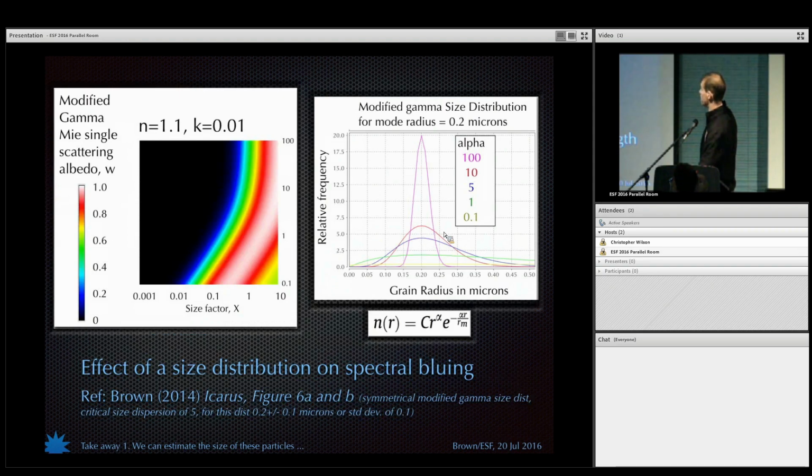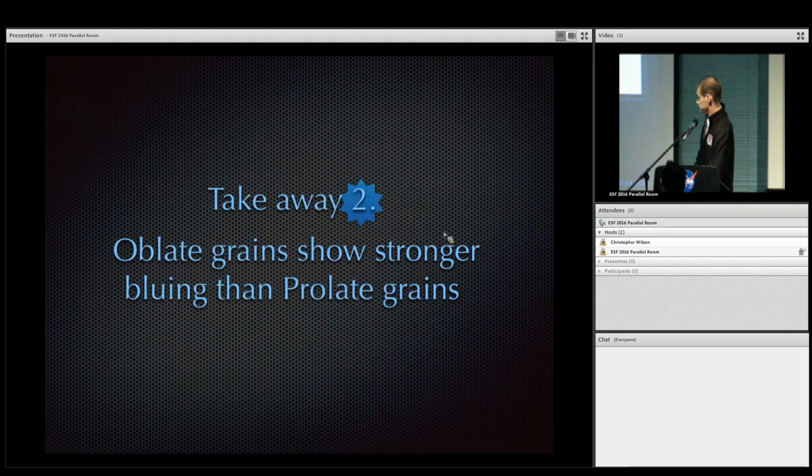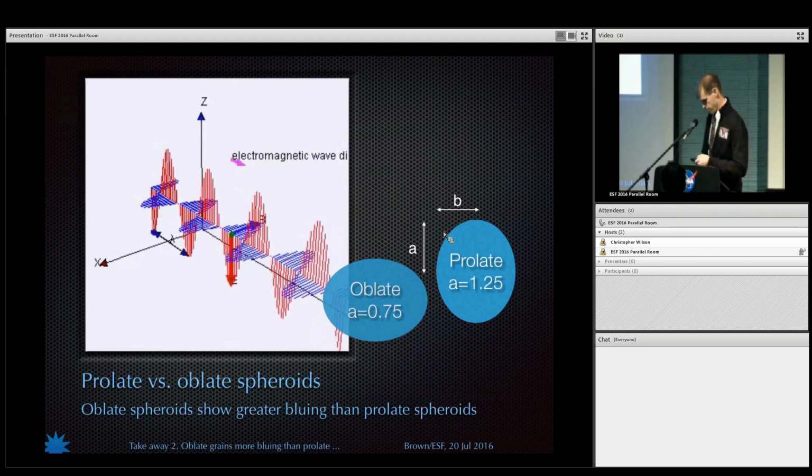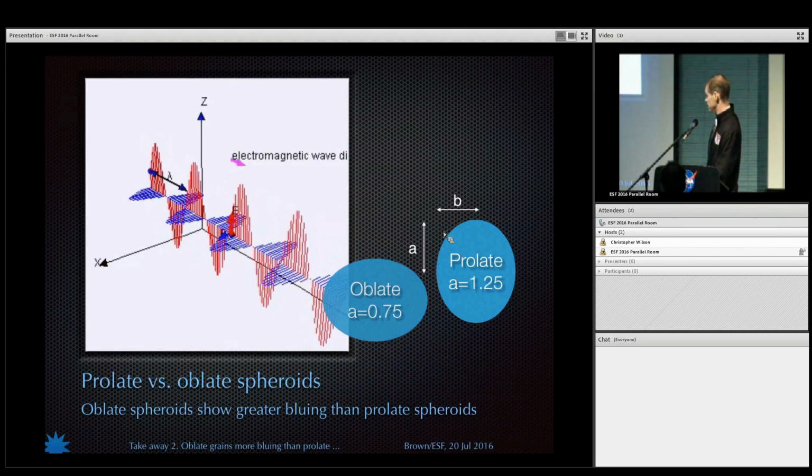This is all well and good, but it's just for spherical particles. So now we want to extend that to aspherical particles. This just shows you an example lookup table produced for the paper, and if you make some reasonable assumptions about the particle characteristics, then you can actually pull out a grain size from looking at where the spectral bluing actually occurs in your spectrum.